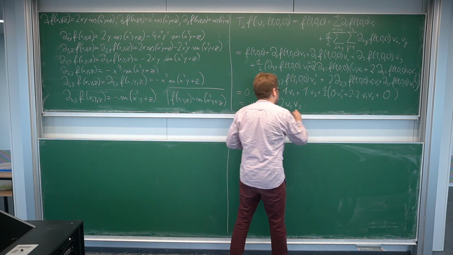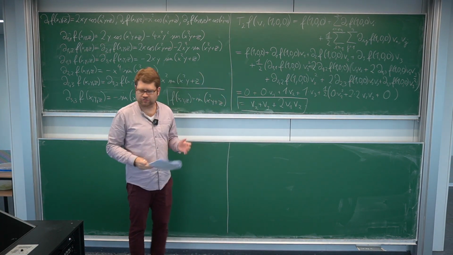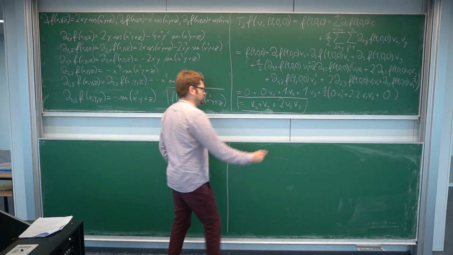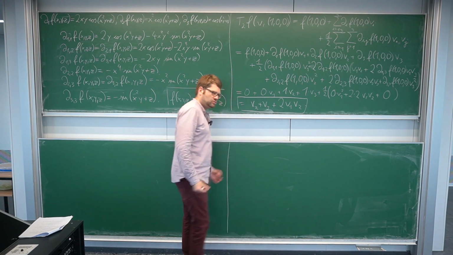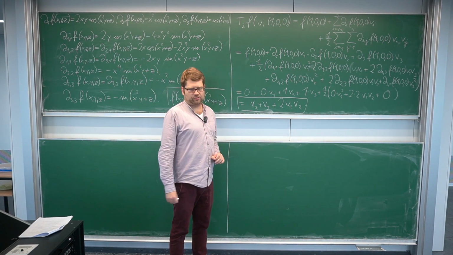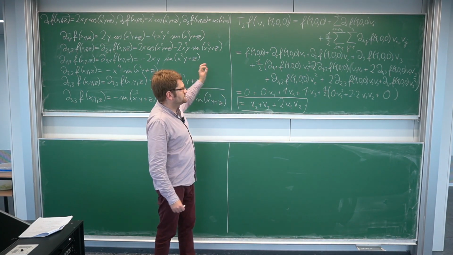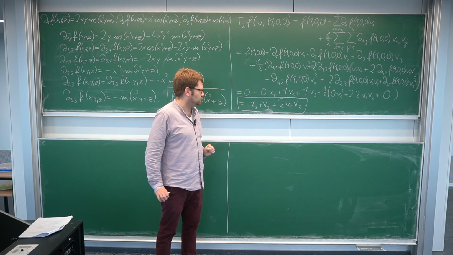And this is the Taylor polynomial. This is a polynomial in the entries of v. This is a polynomial of degree 2, a product of 2 entries of the vector. So this is our Taylor polynomial. This is the polynomial that approximates this function f best, near the point 1, 0, 0.